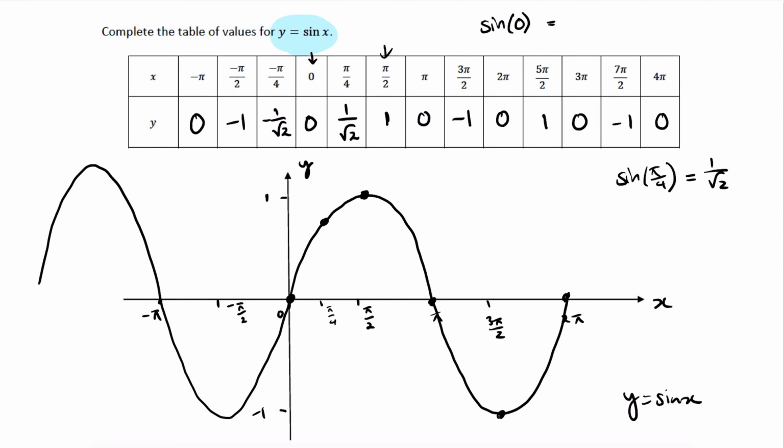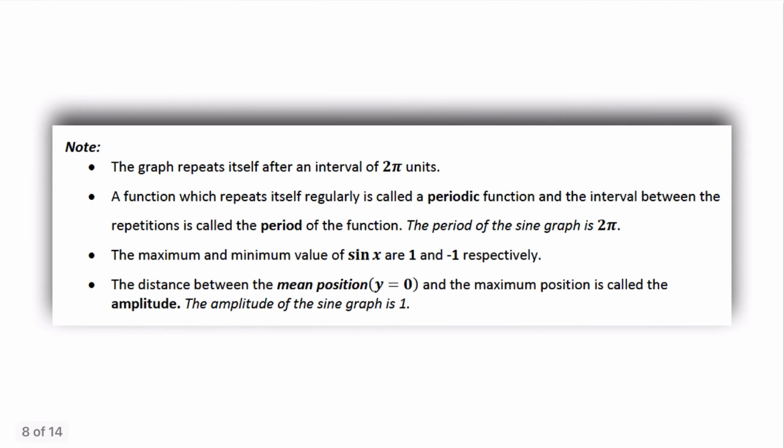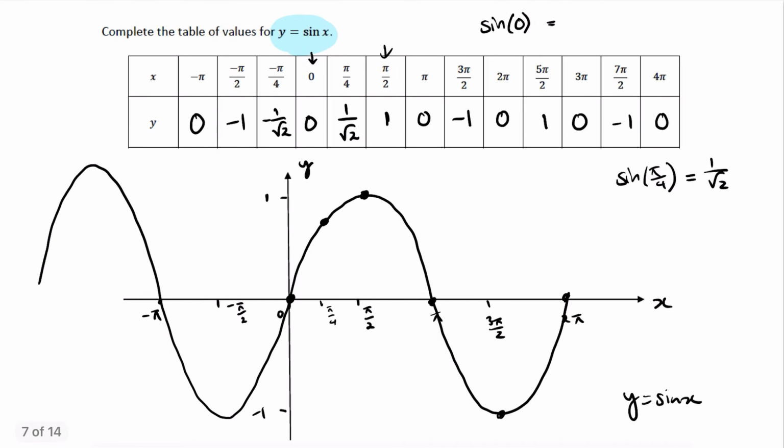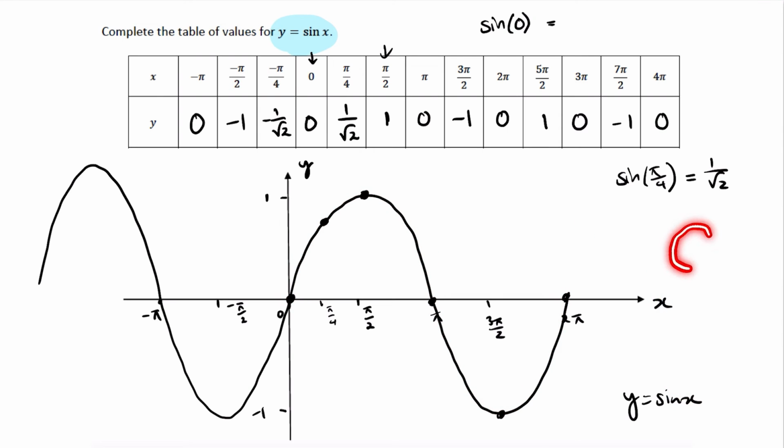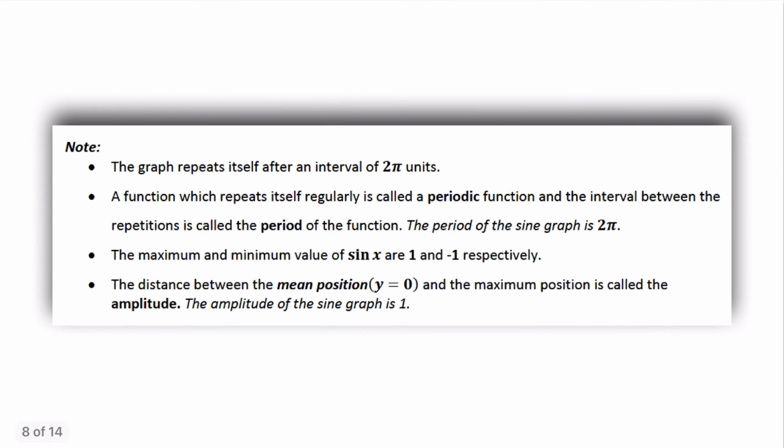So you can figure out what it is by substituting in different x values, which in this case are the angle, to be able to find the corresponding y values. So what you'll notice is that there's a few properties that we need to note. The first thing is that the graph repeats itself after an interval of 2 pi units. So after we hit 2 pi, it starts repeating. And that makes sense because the circle is 2 pi. So when I hit that point, I just start repeating my values over and over.